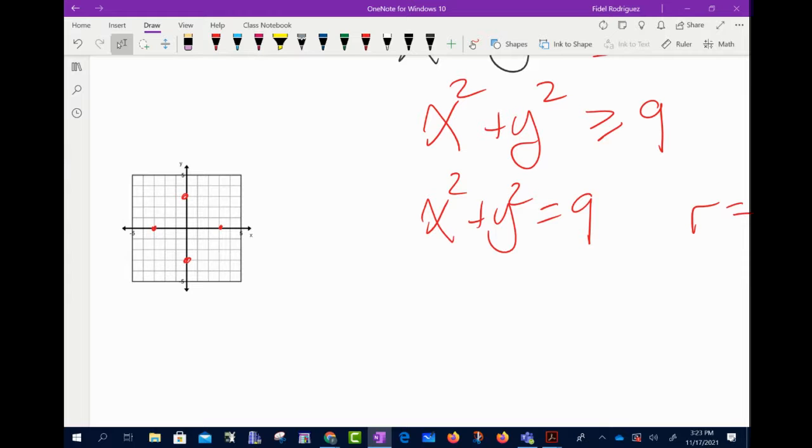Solid, right? Because it has the equal to part. So I go like this. Boom. There's my circle. Okay. All right. Now, we're going to pick our test point. Can we use 0, 0? Let's do it.